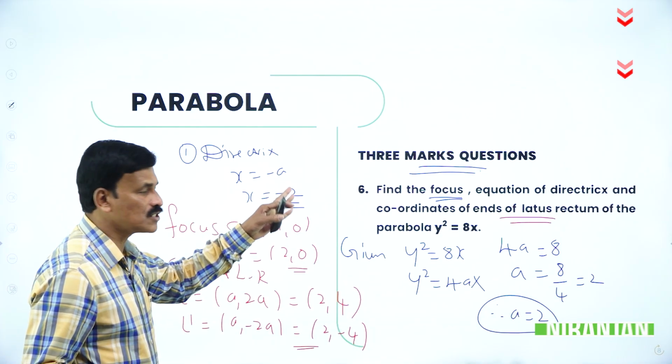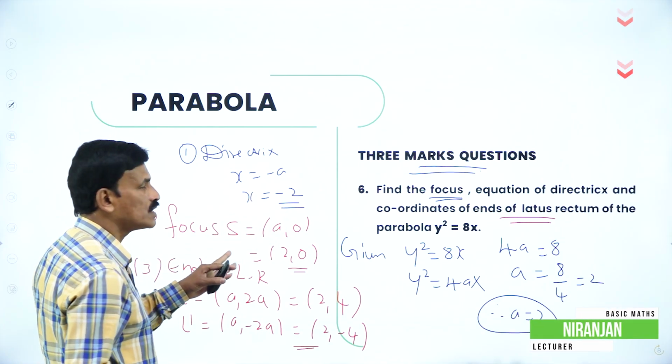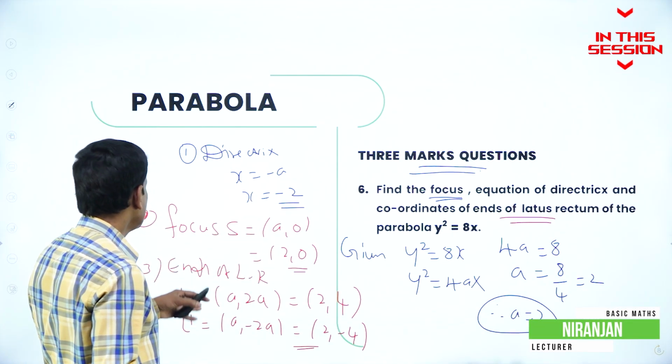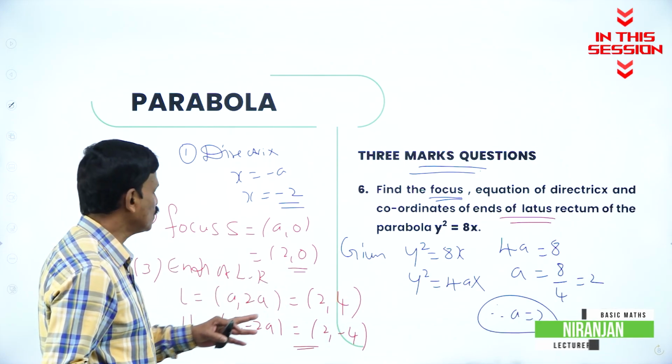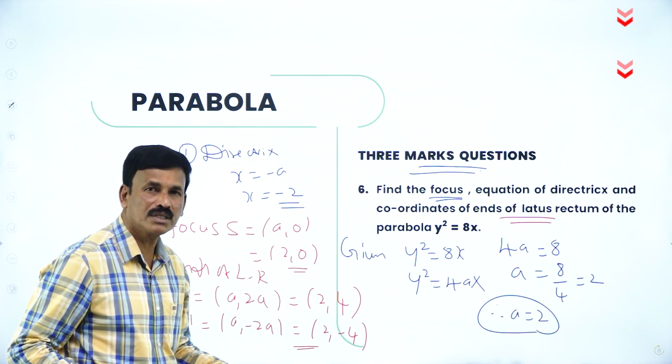The directrix is x is equal to minus a, that is minus 2. Focus is a comma 0, that is 2 comma 0. Ends of latus rectum are a comma 2a, that is 2 comma 4. Another one is a comma minus 2a, that is 2 comma minus 4. That's it.